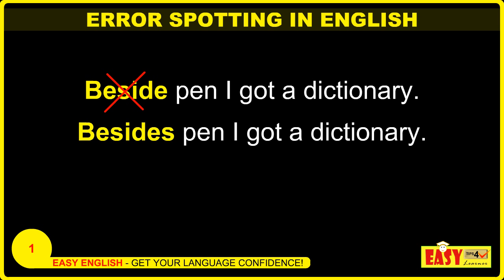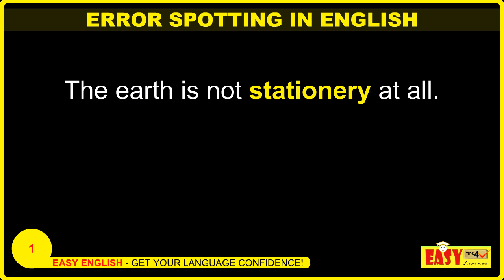If you even forget to use the S letter, then definitely it is going to be a big error. Beside pen, I got a dictionary. If you are using the word without S, then it denotes the direction, which does not have any meaning in the sentence. Besides pen, I got a dictionary. Besides, when you add S to that, then it means that apart from my pen, I got a dictionary. So, did you get the right usage? Now look at the next sentence.